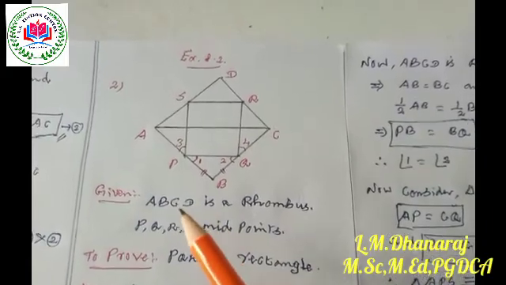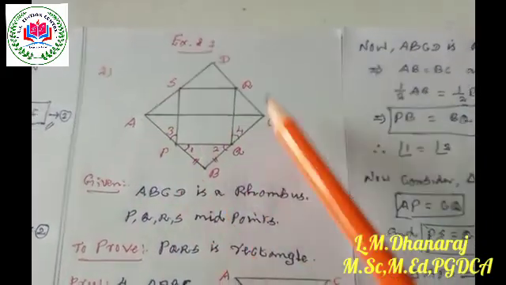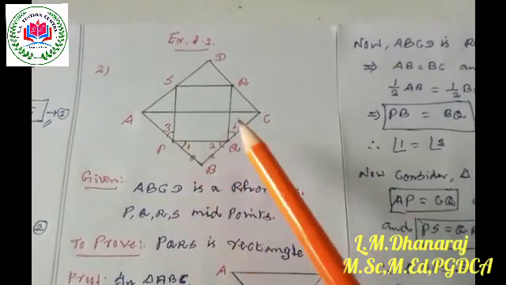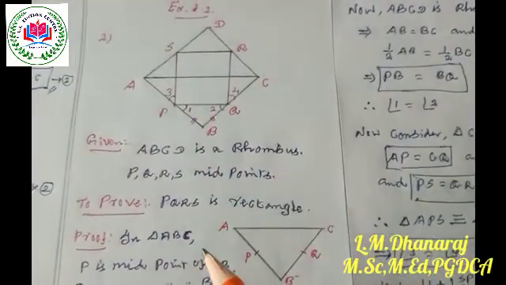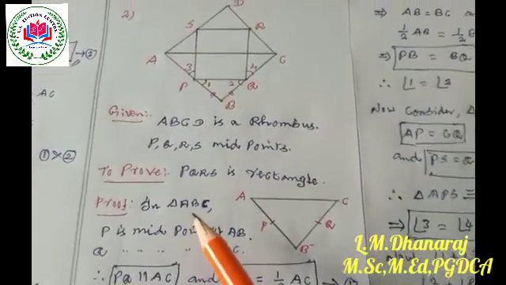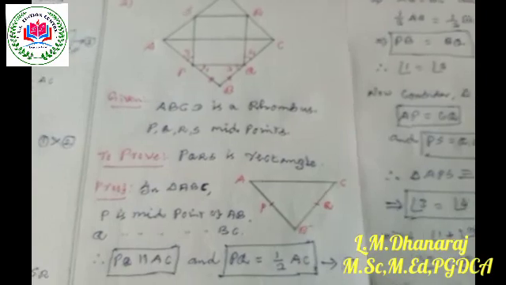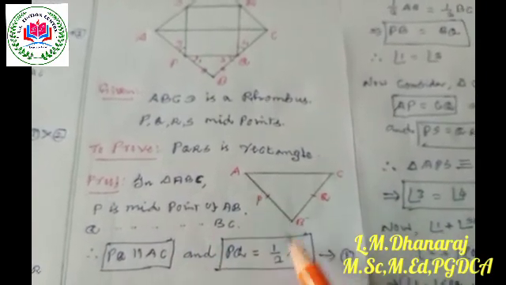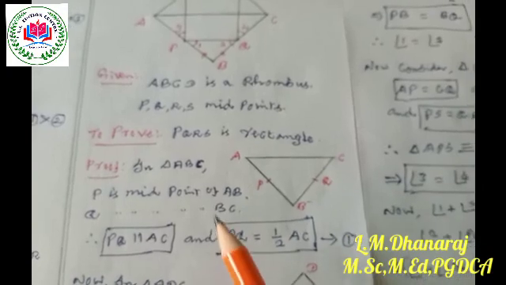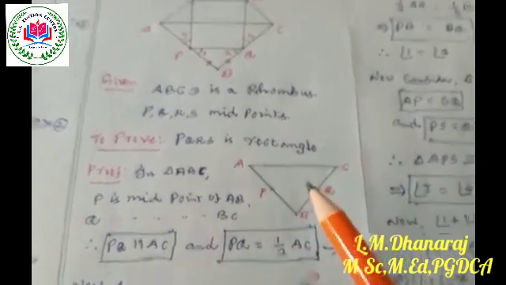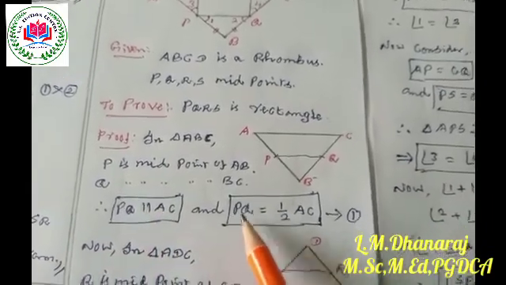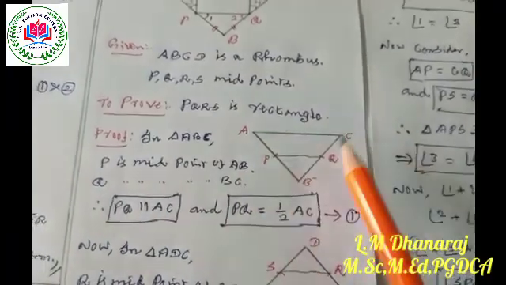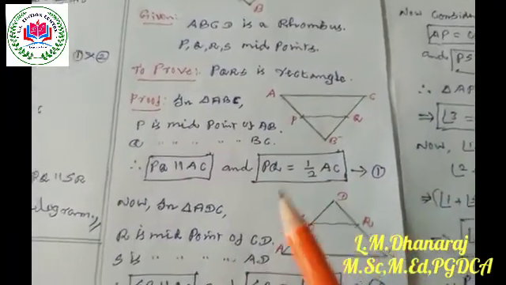Question number 2. It is given that ABCD is a rhombus and P, Q, R, S are the midpoints. Now we have to prove that PQRS is a rectangle. For the proof, let us consider the triangle ABC. P is the midpoint of side AB and Q is the midpoint of side BC. Therefore PQ is parallel to AC and PQ is equal to half of the diagonal AC. Make it equation number 1. It's like the first sum.